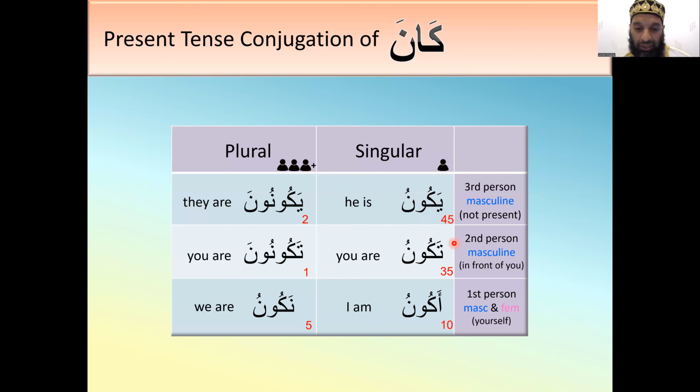So here look at it, in this one the singulars come a lot. Look, yakunu 45, takunu 35, akunu 10. Okay. And you know what? That is it for today. Easy lesson. Is that an easy lesson?